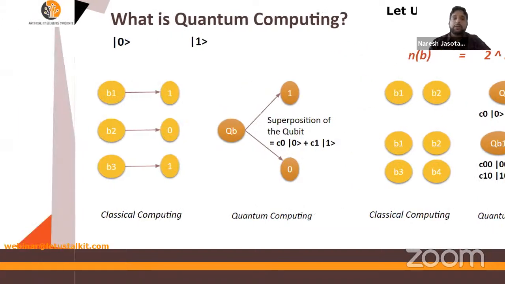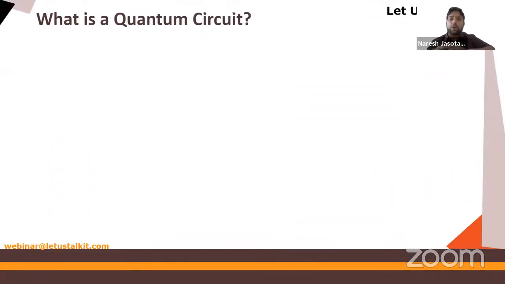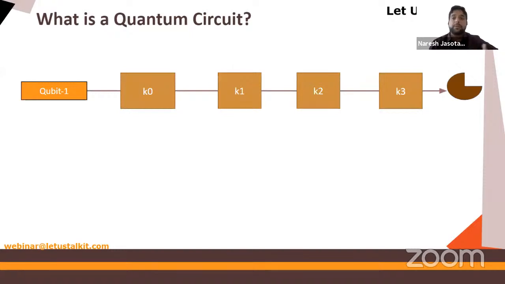Let's move on. What is a quantum circuit? Oh my God, another term. Don't worry, I have a video specifically defining the commonly used terms in the quantum world. So what is a quantum circuit? Let's take a qubit. Remember the coin? Those were the flips.